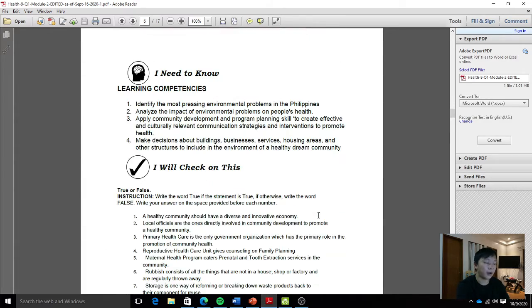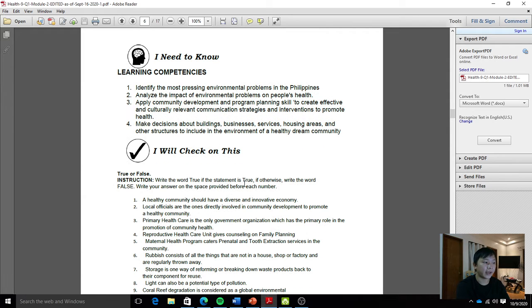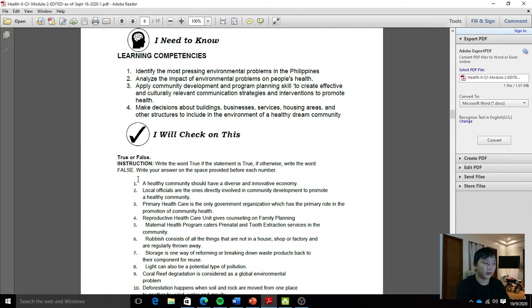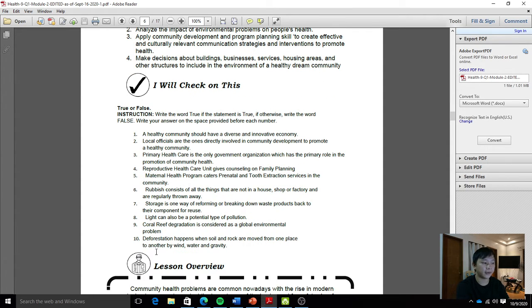Okay. So your first activity is I will check on this. Okay? So you just need to write true or false, the same instruction again. You write, I will check on this. Then number your paper 1, 2, 3, 4 up to 10. Then you answer true or false. Okay? So the instruction is write true if the statement is true. If otherwise, write the word false if it's not true. Write your answer on the space provided, but this time, write it on one whole sheet of pad paper.